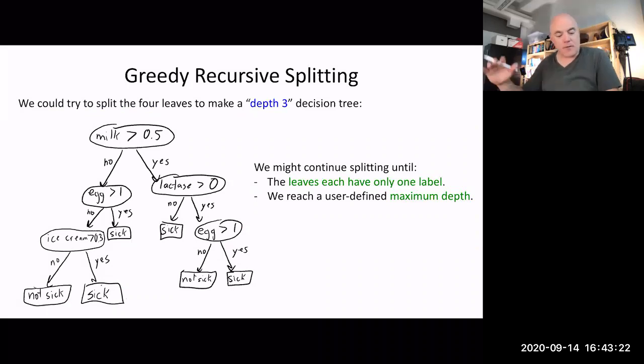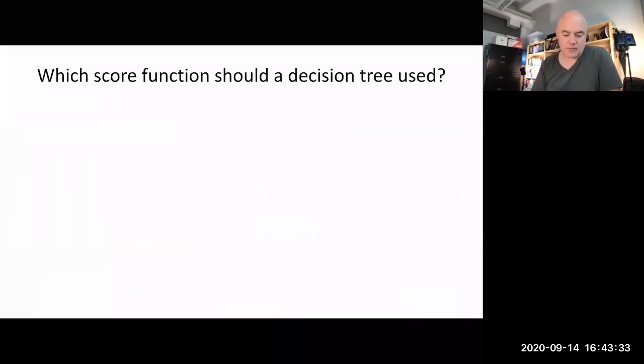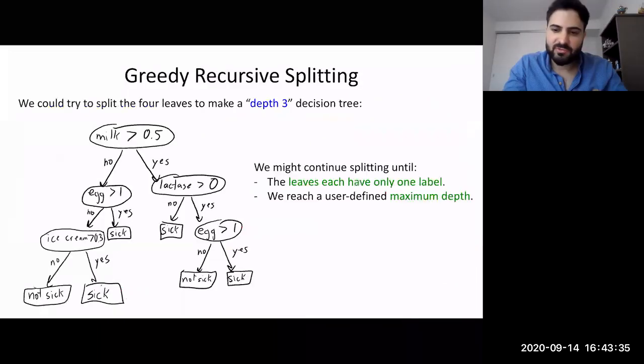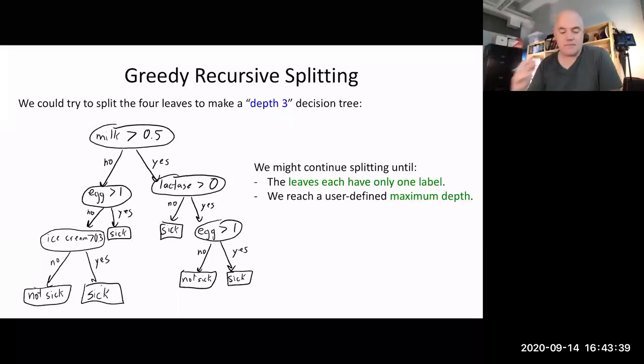So we can try to split the four leaves to make a depth 3 decision tree, and so forth. We can keep splitting until a couple of criteria are met: the leaves each have one label, or we reach some user-defined maximum depth. How did we decide how to structure the tree? We decided at the beginning by saying this is what the structure is going to be. It's just going to be nested if-then-elses. That is the definition of a decision tree.